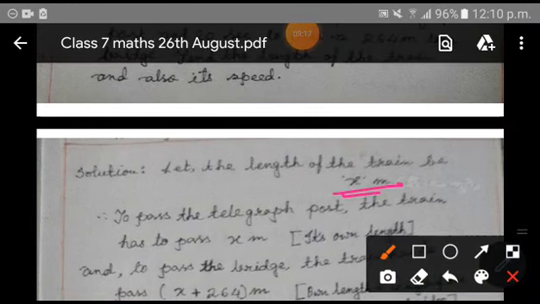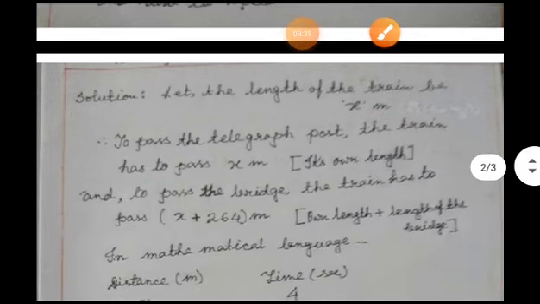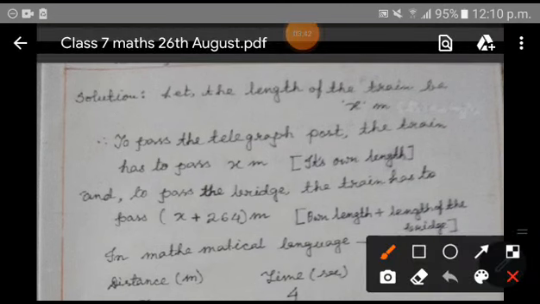Okay. Now to pass the telegraph post, the train has to pass x meter, because this was already told that whenever the train is passing any pole or a post or a tree or a person, at that time the distance covered by the train will be equal to its own length. That's the reason. And in the next case you have that the train is passing a bridge of length 264 meter. So in that case the total distance covered will be the length of the train, which is taken as x, plus the length of the bridge, that is 264 meter. So now the total distance covered will be x plus 264 meters.